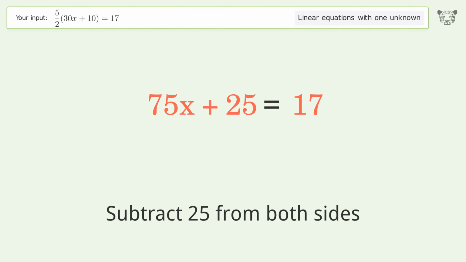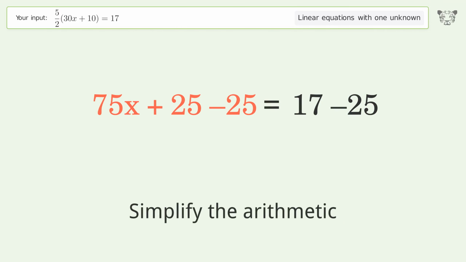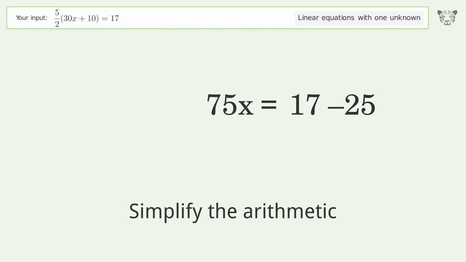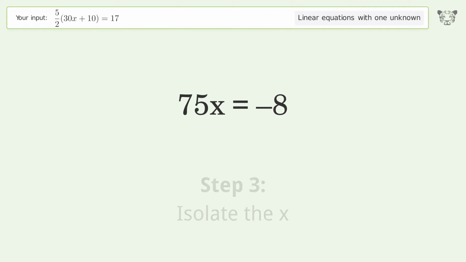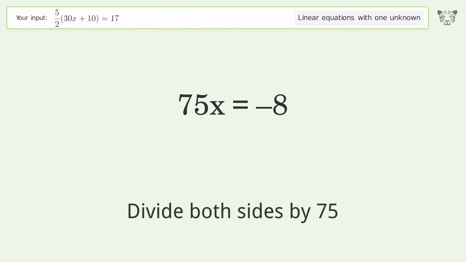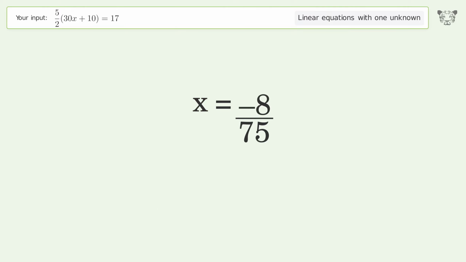Subtract 25 from both sides. Simplify the arithmetic. Isolate the x. Divide both sides by 75. Simplify the fraction. And so the final result is x equals -8/75.